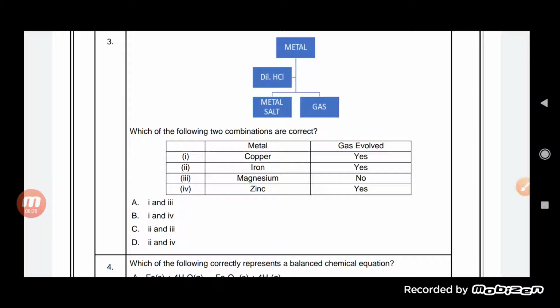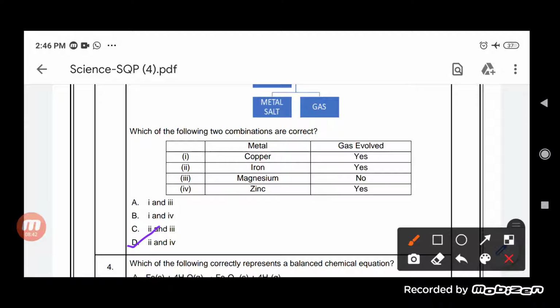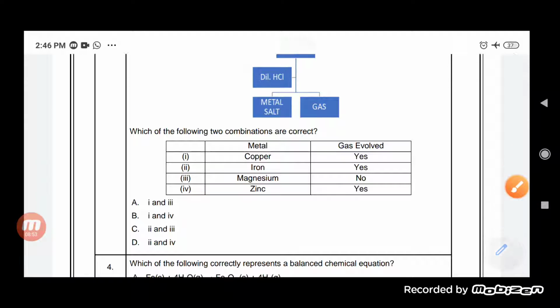So zinc reacting with the acid forms zinc chloride, and a gas is evolved, that is hydrogen gas. So which combination is the correct one, students? It is the second and the fourth that are correct, while first and second is wrong, first and third is wrong, first and fourth is also wrong, and second and third is wrong. It will be the second and fourth combination which is the correct one.